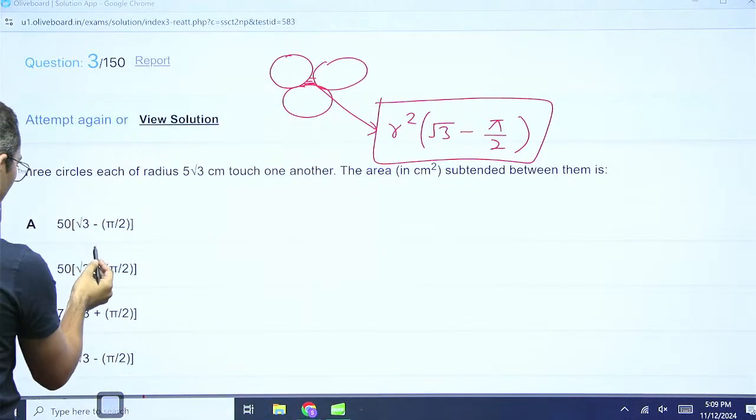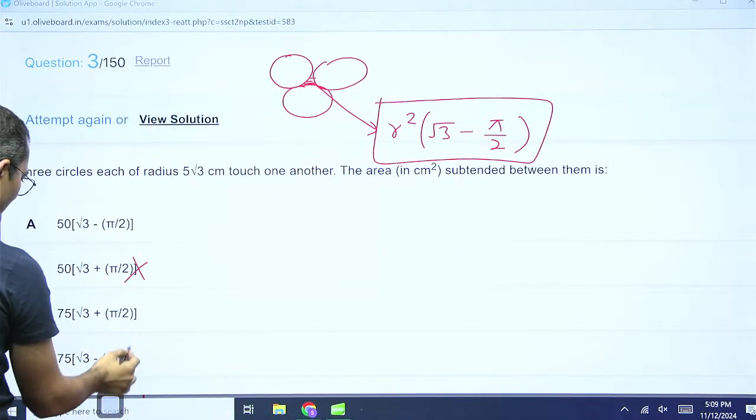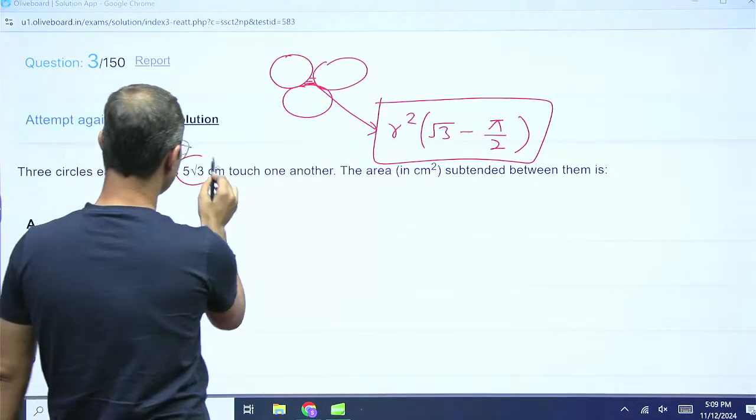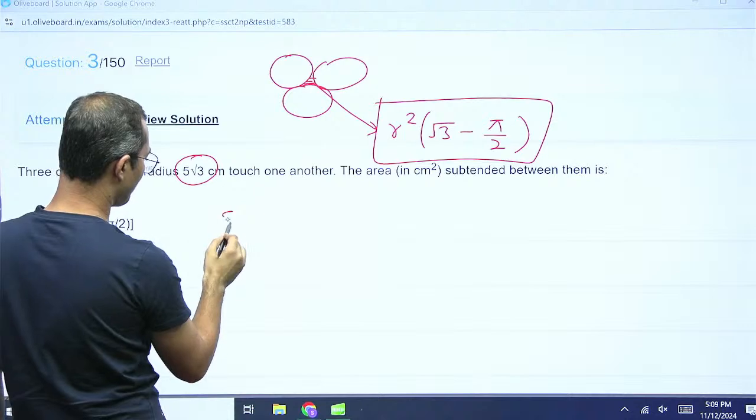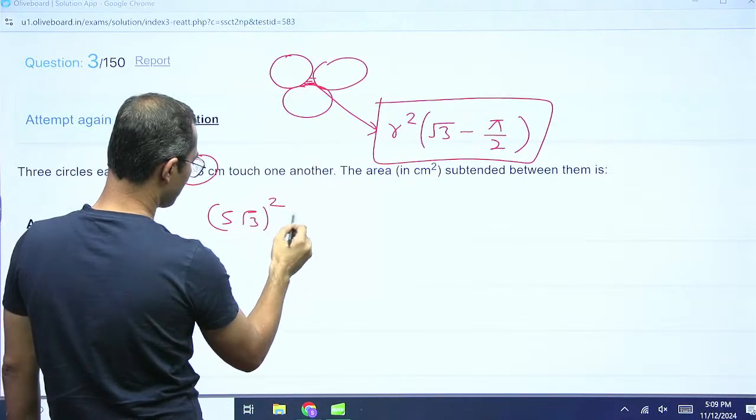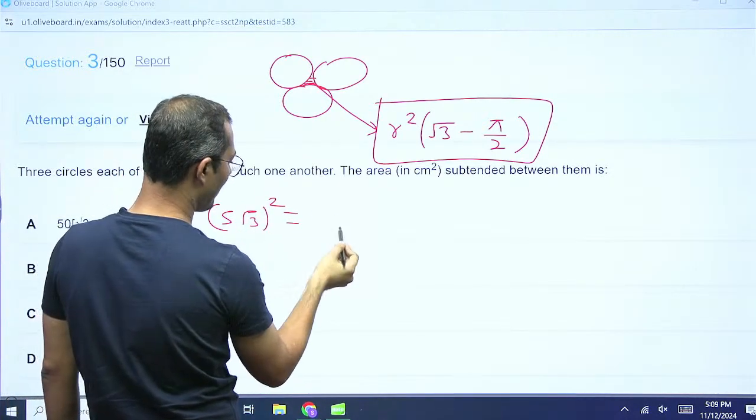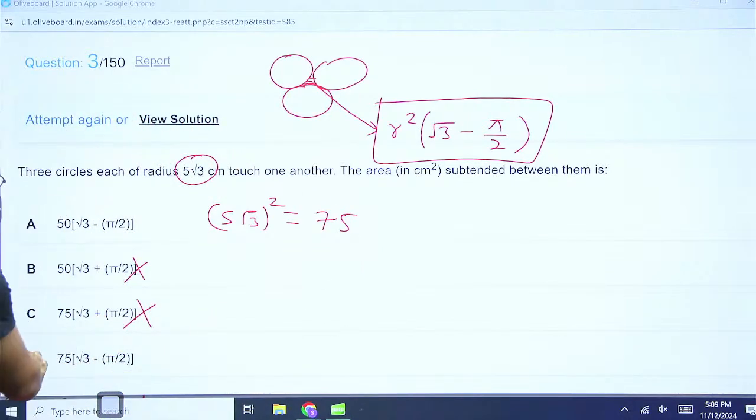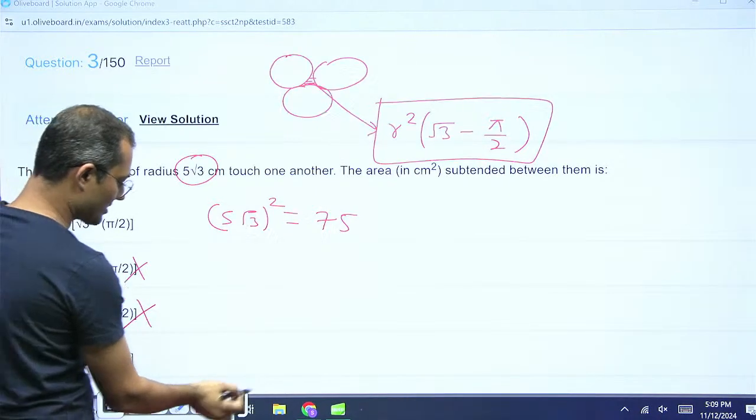So we are having only 2 options. This is not the answer, this is not the answer, so either A or D. So what is the R? R is 5√3, so we are going to take the square. So 5√3 squared, we are getting how much? 25 into 3, that is 75. So 75 into the bracket, so we can say that option D is the right answer. D is the right answer. Okay, so D is the right answer.